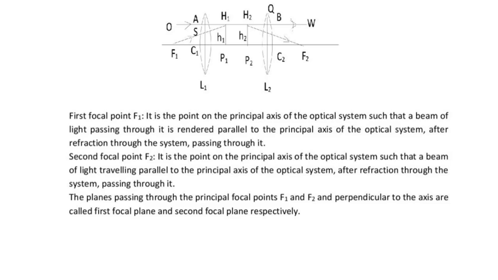Second focal point F2: it is the point on the principal axis of the optical system such that a beam of light traveling parallel to the principal axis of the optical system passes through it after refraction through the system. The planes passing through the principal focal points F1 and F2 and perpendicular to the axis are called first focal plane and the second focal plane respectively.